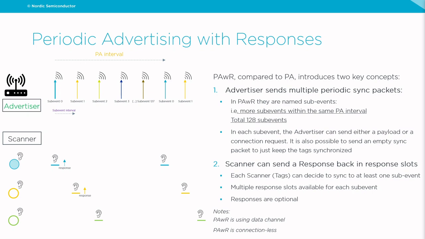After receiving a sub-event, a scanner, for example the tag, can now send a response back in a specific response slot. The interesting aspect is that there are multiple response slots available for each sub-event, up to 256 by the standard, which means more than one tag can send a response back to the access point following a sub-event. It means that the access point can address multiple tags within the same sub-event, and it is still able to receive responses from them. Note that using PAwR, an access point can now send a command and receive a response back. And all of this is done in the data channel and in a connectionless way. Let's zoom in now and see a bit more in detail what's happening within each sub-event.